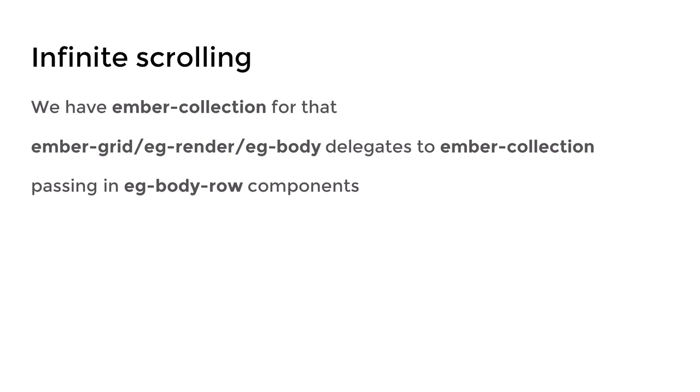So we then want to get infinite scrolling. We want to have a million rows in our grid. So we've got Ember Collection for that, which I don't know if you've come across. It's the new Ember List view. It's in beta, but it's pretty good. And what we're using is the body section will delegate to Ember Collection. And then we give Ember Collection our body rows for it to render. And then it deals with reusing DOM inside and outside the scrollable region.